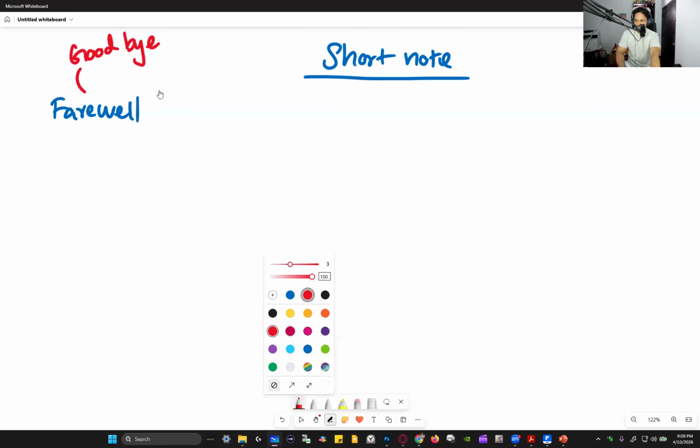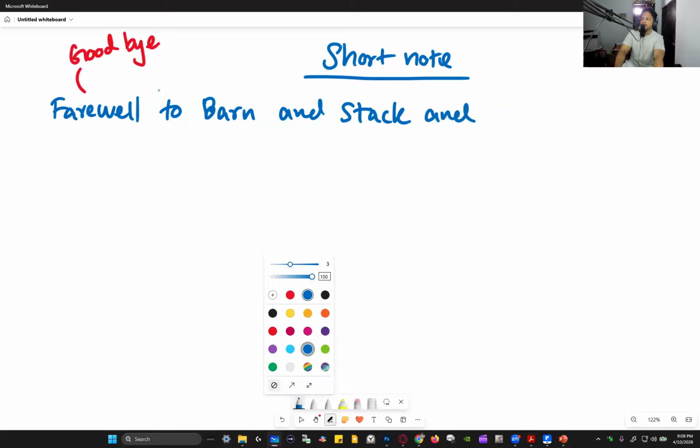Goodbye. Farewell. To barn and stack and tree. We are writing a short note for Farewell to Barn and Stack and Tree. This is a ballad, right? This poem is classified as a ballad. What do you mean by a ballad?